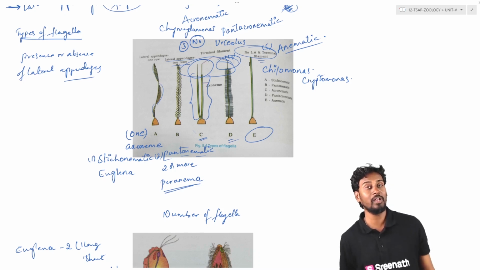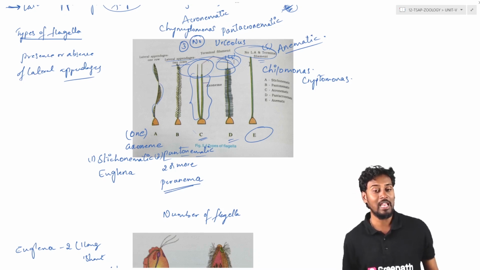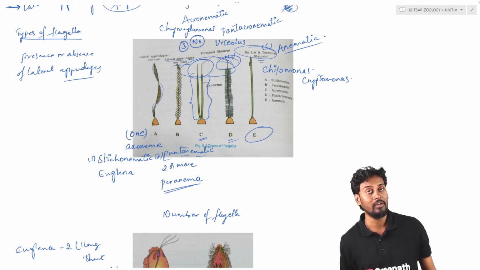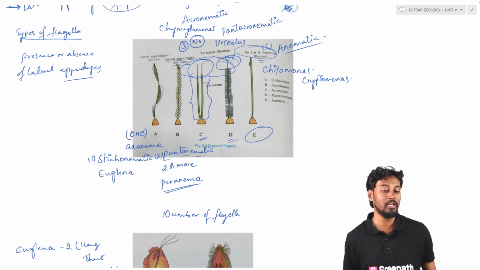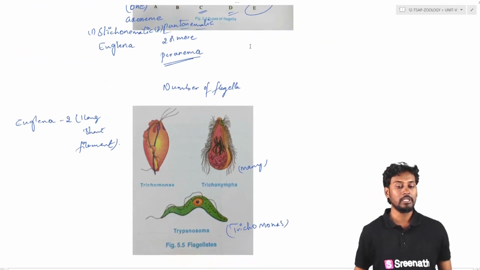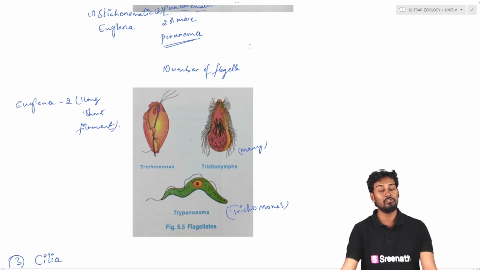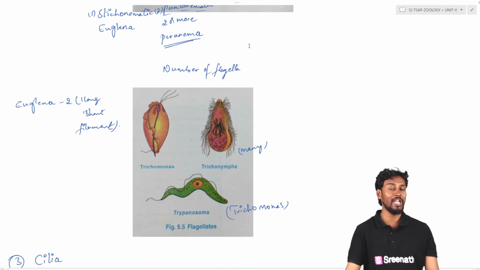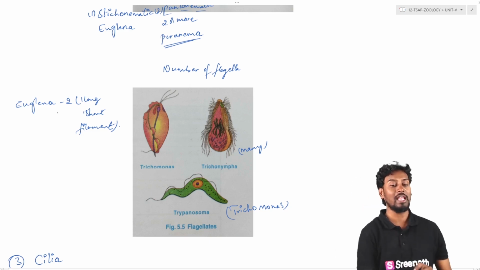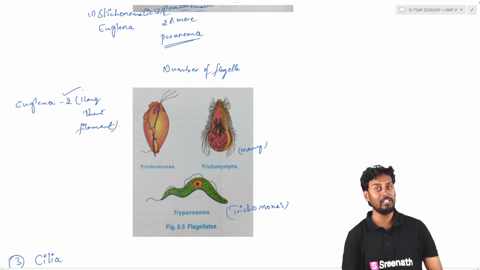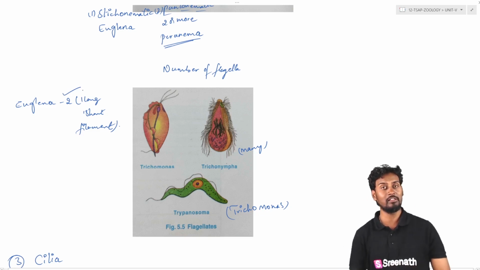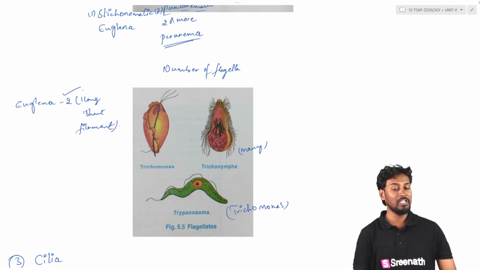So anematic filaments are the ones which don't have any lateral appendages or terminal filaments. Coming to the number of flagella, based on the number of flagella we have a wide variety of organisms showing differences. For example, in Euglena we have two flagella, one longer and one shorter.